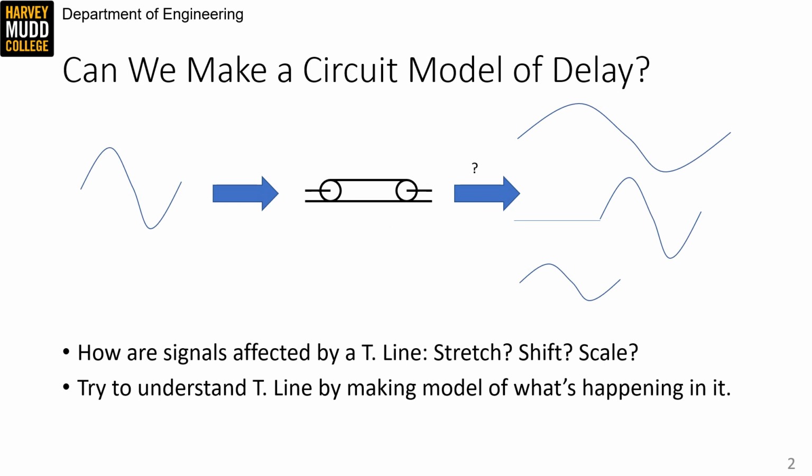Since we don't have a mathematical model of a transmission line, it could conceivably turn the signal on the left into any of the signals on the right. All of them have some delay, but we don't know which of them is right. We don't have many clues yet, so we're going to start by making circuit models of wires to try to solve.